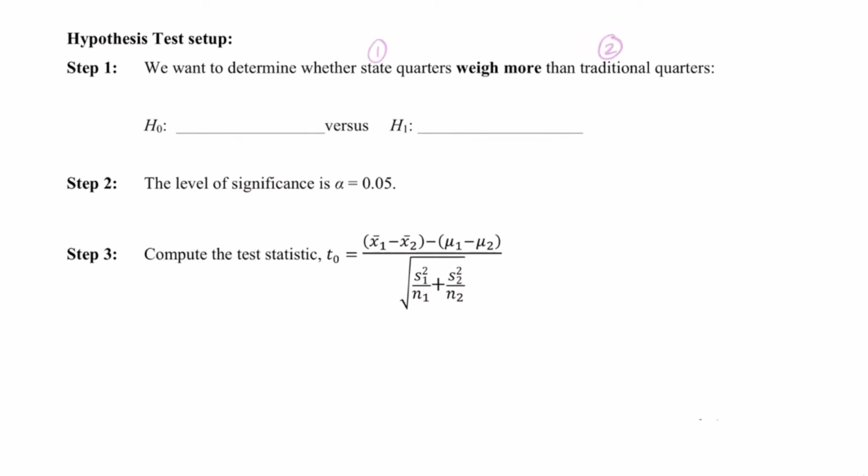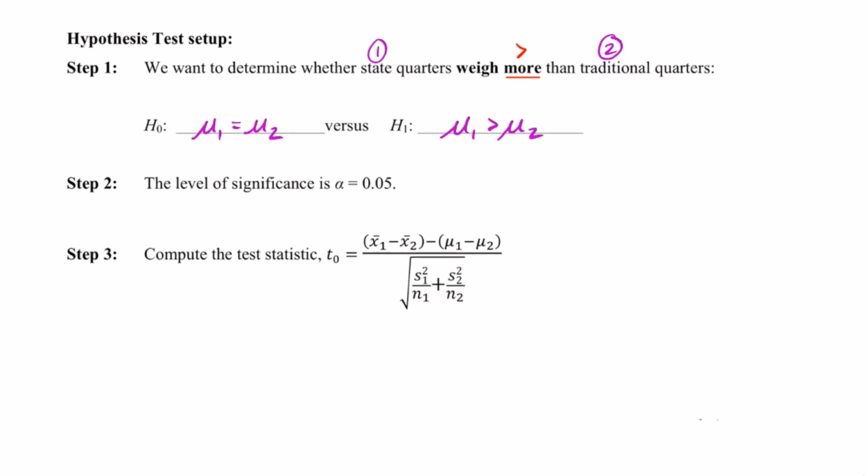Remember, we call the state quarters our sample number 1 and traditional quarters sample number 2, and that's just making sure that we're careful with our organization here. Well, we know the null hypothesis would be that mu1 is equal to mu2, and since we're saying that state quarters weigh more than traditional quarters, that tells us we have a right-tailed test, which means our alternative hypothesis would be that mu1 is greater than mu2. The level of significance is 0.05, and now we're ready to compute the test statistic.